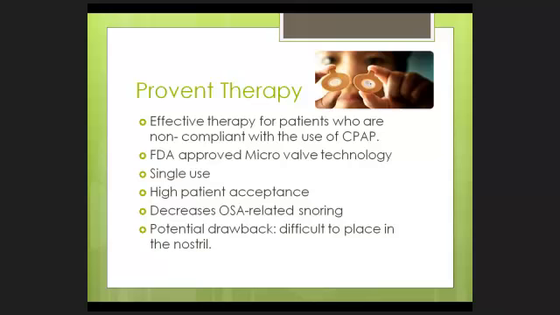ProVent therapy is a relatively new type of therapy for those who are non-compliant with CPAP therapy. It is an FDA-approved therapy with microvalve technology. Basically, the microvalve uses the wearer's own breathing to create EPAP, or expiratory positive airway pressure. EPAP increases the opening of the airway during end exhalation when the airway is the narrowest. ProVent is a single-use product with high patient acceptance. It also reduces obstructive sleep apnea-related snoring. The potential drawback is that the microvalves can be difficult to place correctly in the nostril.